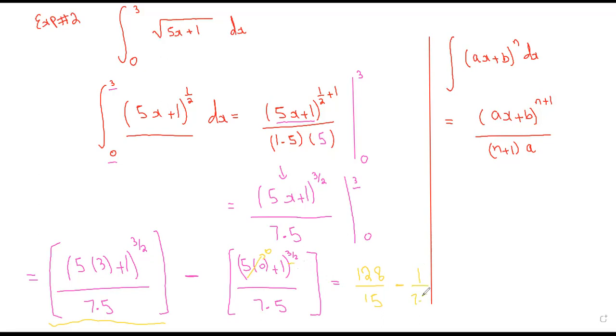1 divided by 7.5. And once we simplify this, we are going to get, and write down the final answer. So this is 8.4. Yeah, that's one. Are you getting the same value? Yes, I did. Okay, very good. This is 8.4. Very good. Okay. So this is how we find definite integrals.